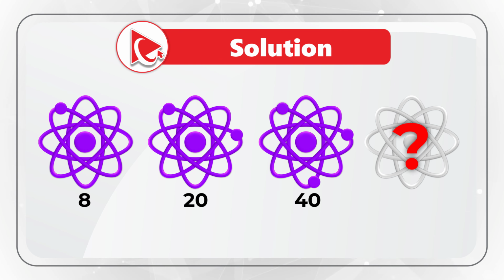The shape consists of small spheres, and the number of spheres increases with every shape. First shape has 1 sphere, second shape has 2 spheres, and third shape has 3 spheres. So we can reasonably conclude that the fourth and missing shape will have 4 spheres.